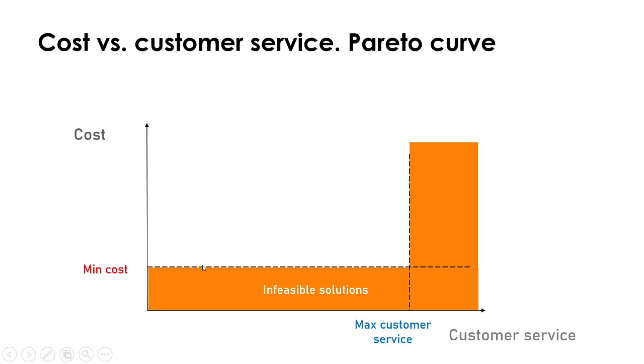So this horizontal line here is telling us that there's no way for us to find a solution in this area. It's forbidden because there's no way to find them, so these are infeasible solutions.